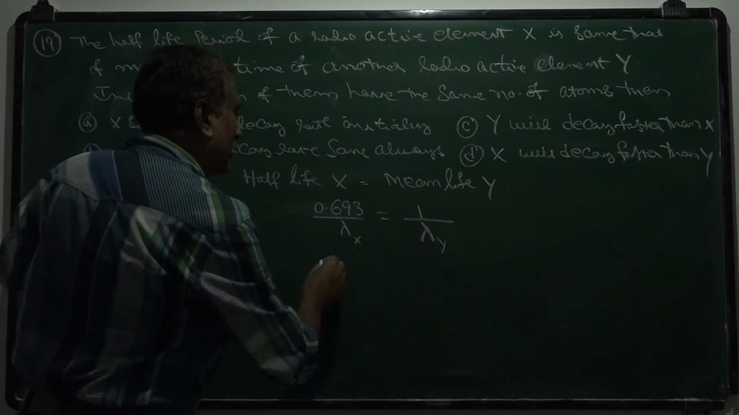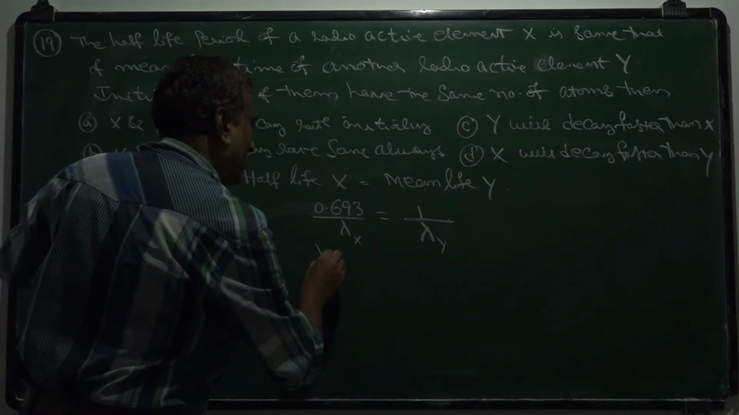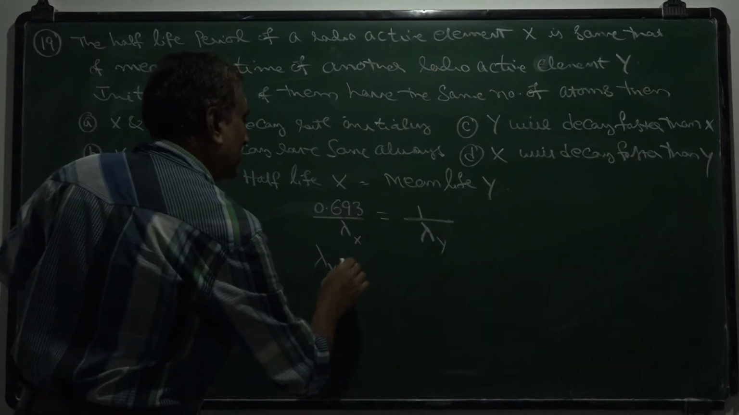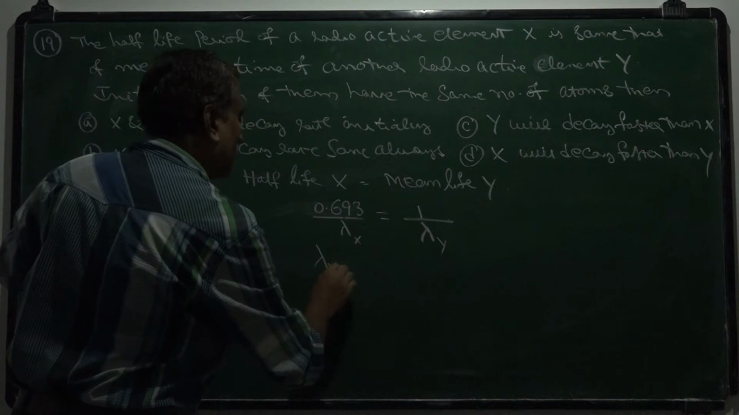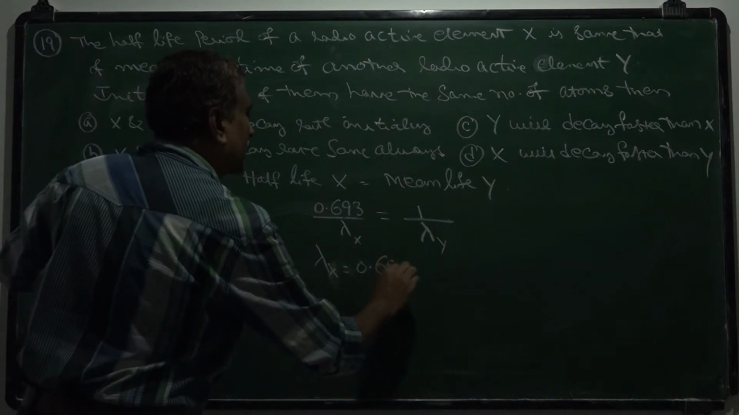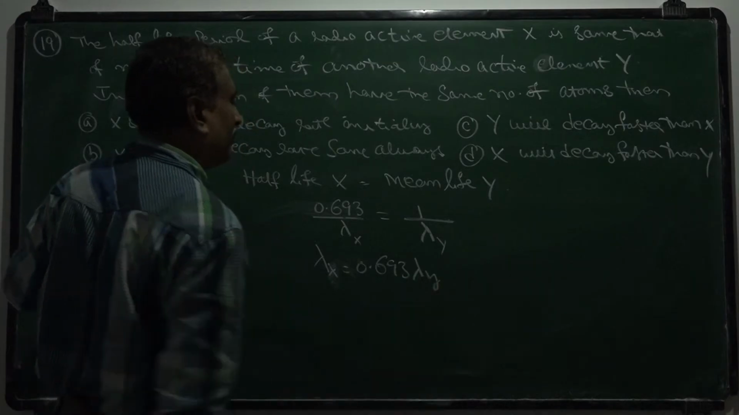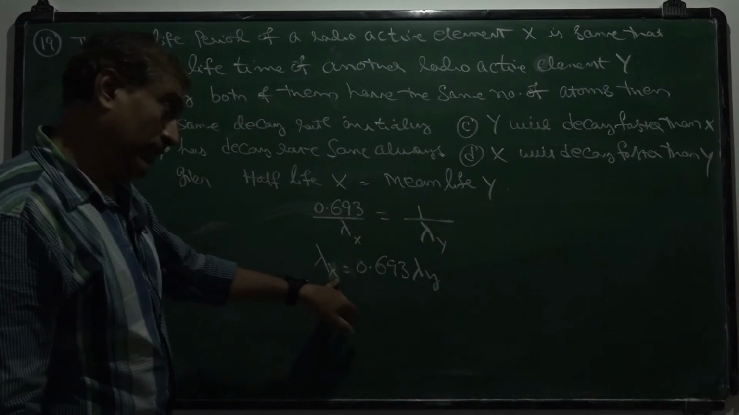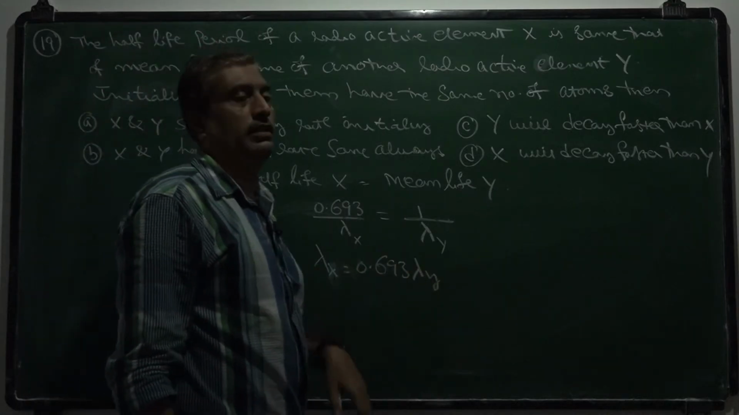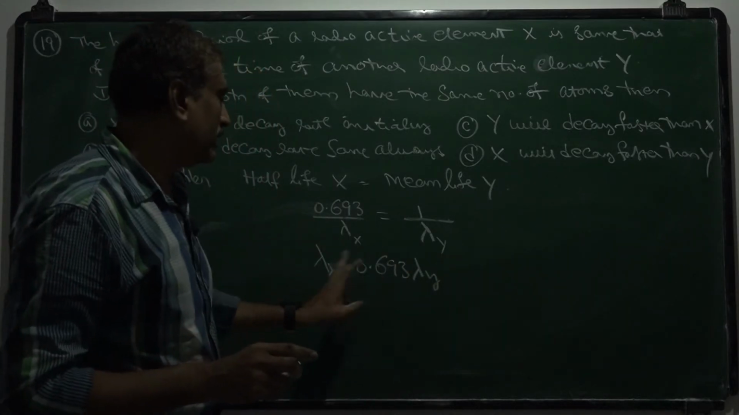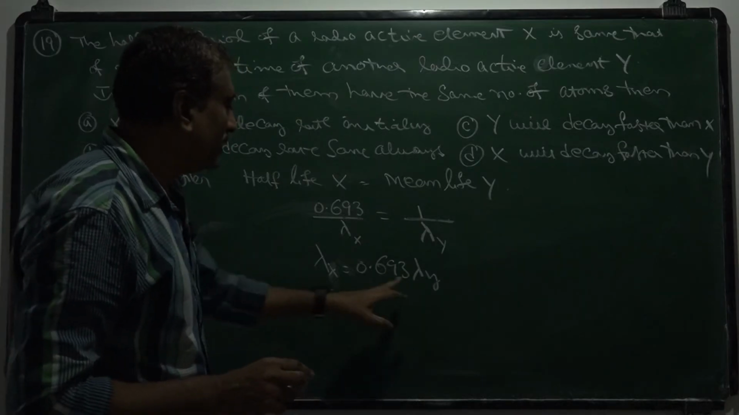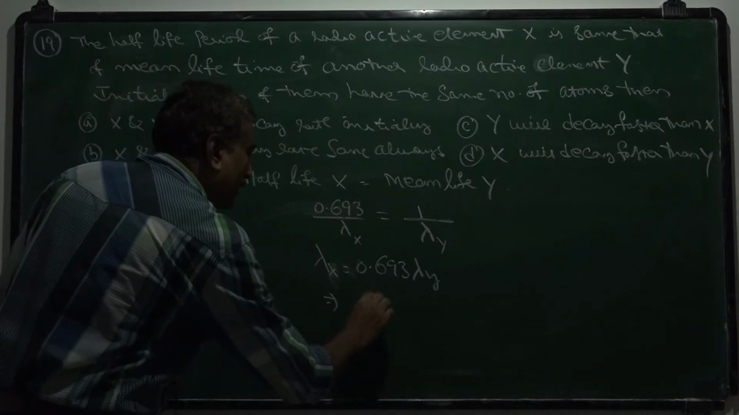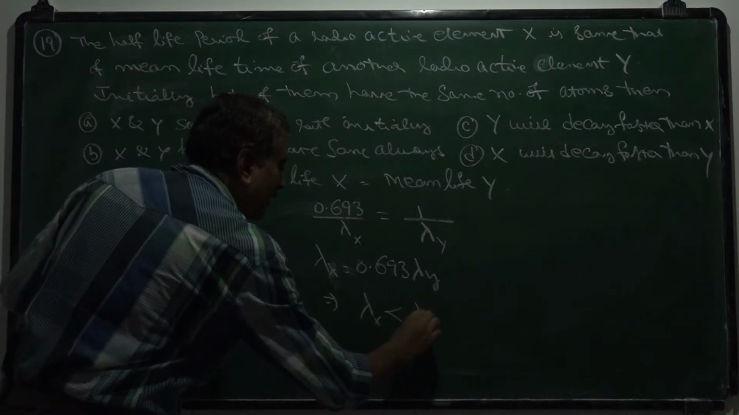From this we can write lambda x is equal to 0.693 lambda y. So the decay constant of x is equal to 0.693 into the decay constant of y. If it is 1, we can say they are equal. If it is less than 1, that means this is slow. So from this we can write lambda x is less than lambda y.